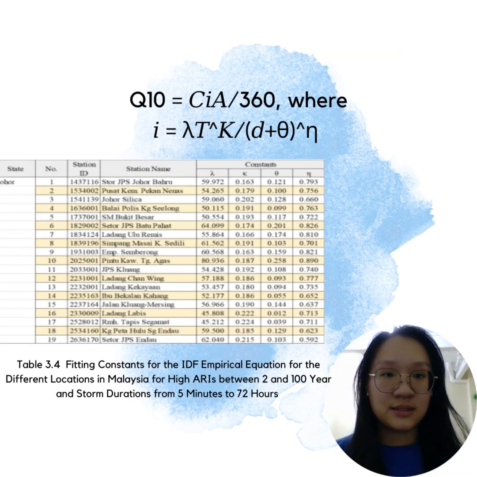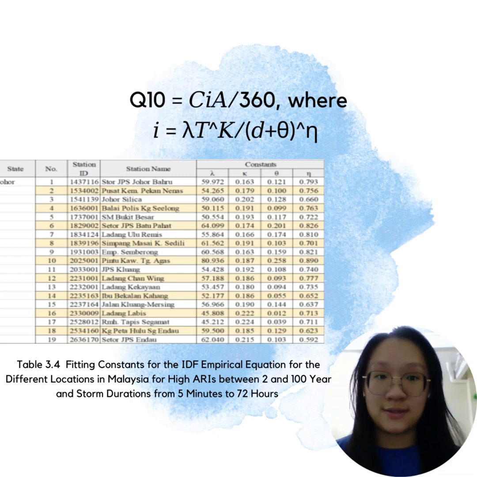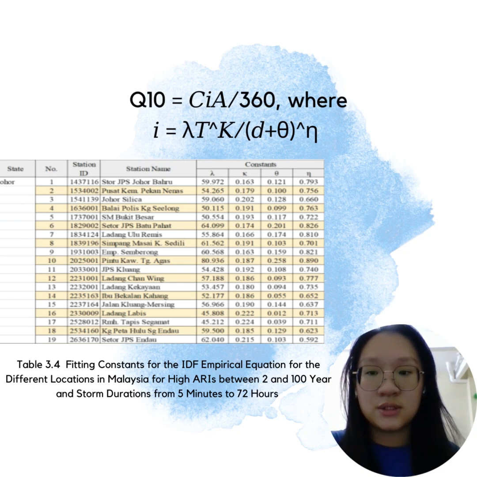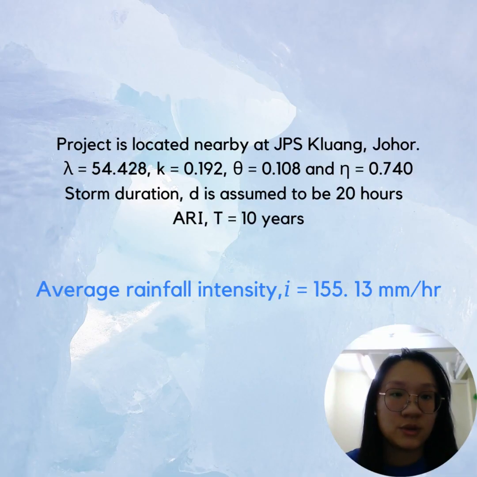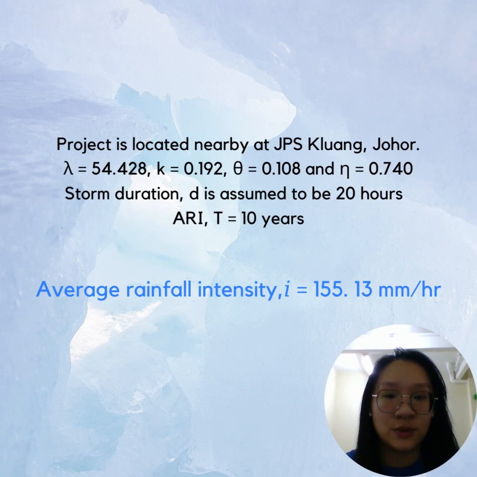Then Q10 is calculated using the formula CIA divided by 360, where the average rainfall intensity is calculated using the equation shown here. Table 3.4 shows the fitting constants dependent on the rain gauge location. Our project is located nearby at JPS Hulu Johor. Therefore, by referring to Table 3.4, these derived parameters can be determined.